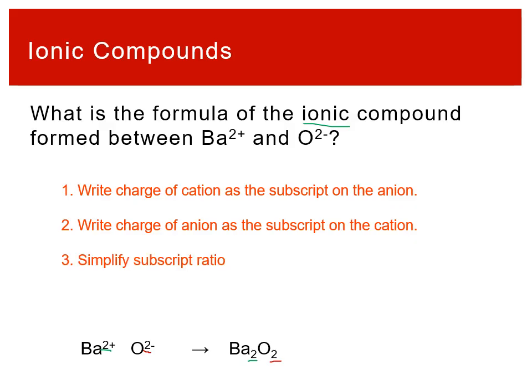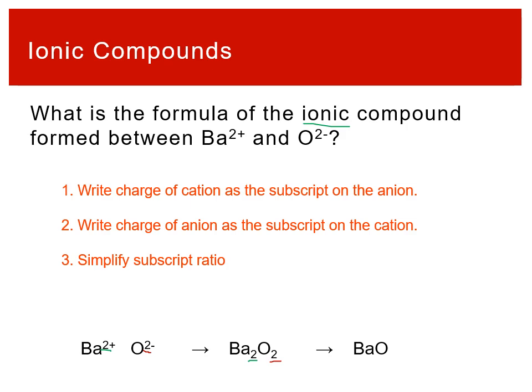And then the final step is to simplify the subscript ratio. Right now, my ratio is 2 to 2. Those are the same number, right? So 2 divided by 2 is the same thing as just 1. And so we can see that we can simplify it. We can always follow this process, just moving them across and simplifying.